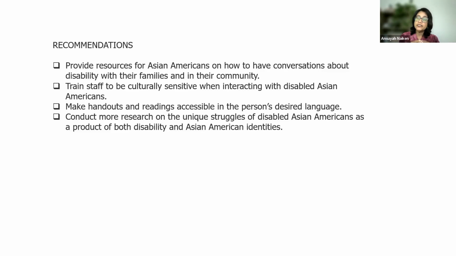So you are working with someone who has a disability, but then there's other components to it. You've got them coming from India, China, Japan, wherever that might be. And then you've got them coming in as an immigrant. So you've got all these layers of intersectionality, and it's really important to see the individual holistically and not just as an individual with a disability.